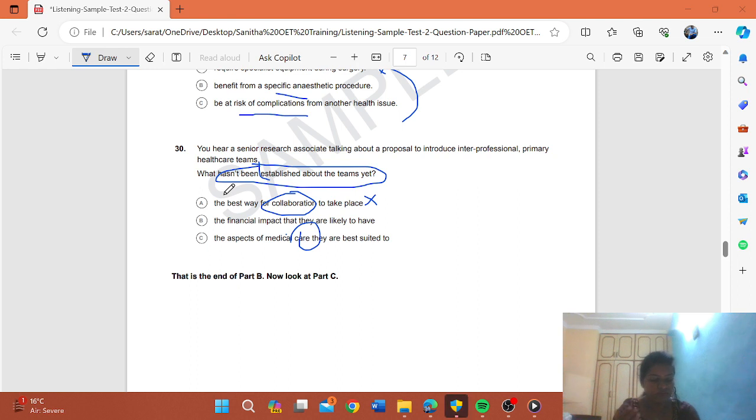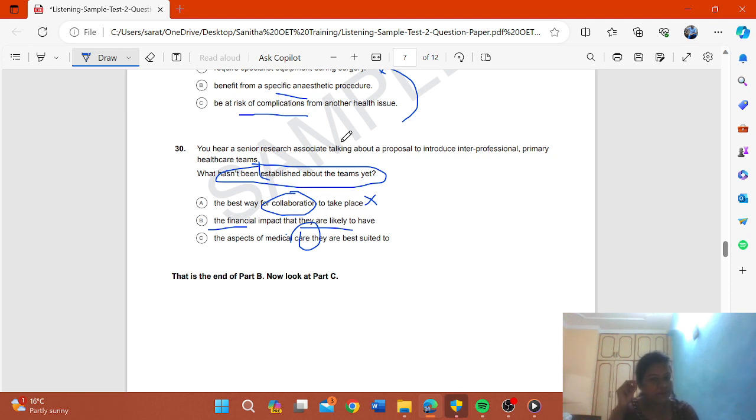Okay, the way they said they could affect the cost of the healthcare in such areas is not clear. The cost means the financial impact they are likely to have. That means that is not established yet. The cost of the healthcare in such areas is not established yet. That is the way she said. She indirectly said the synonyms, the paraphrased sentence of this option. So the keyword of the question is what hasn't been established.